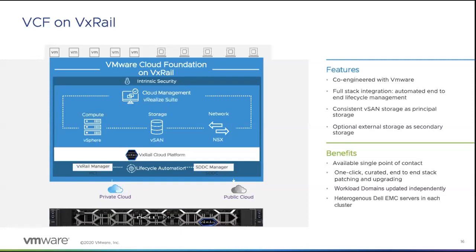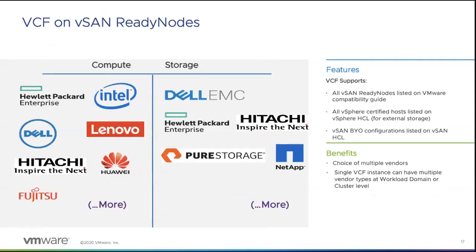Now, for vSAN ready nodes, we can deploy VCF on vSAN ready nodes, which are listed on the VMware compatibility guide. Some of the vendors are HP, Lenovo, Hitachi, and the other Dell servers, which are not the VxRail servers. If you have others, you can deploy VCF on vSAN ready nodes if they're part of the list. So then a single VCF instance, for example, can have multiple vendors at the workload domain level.